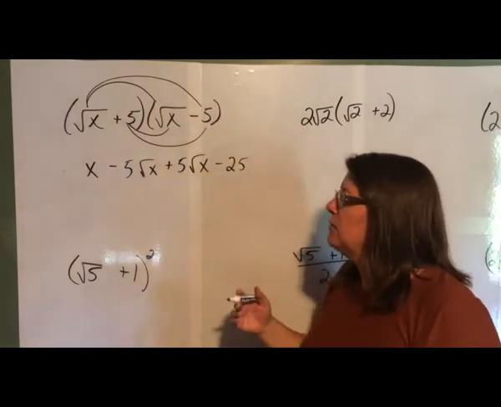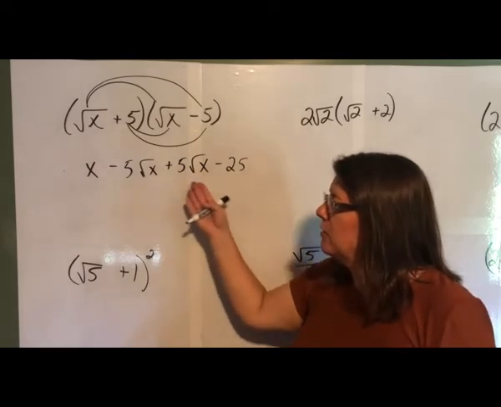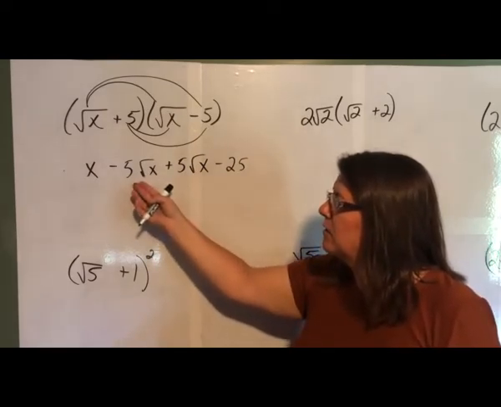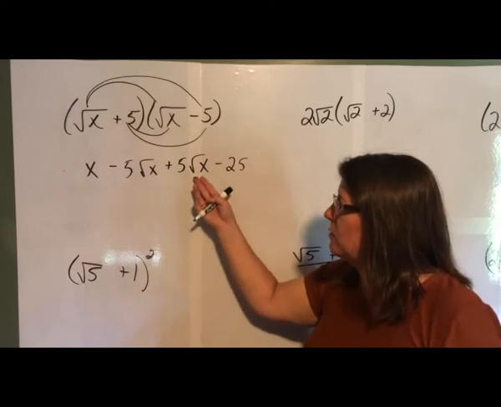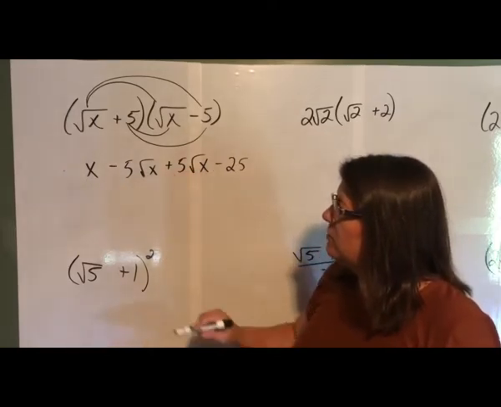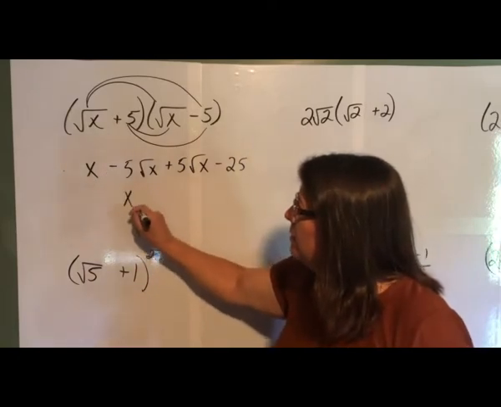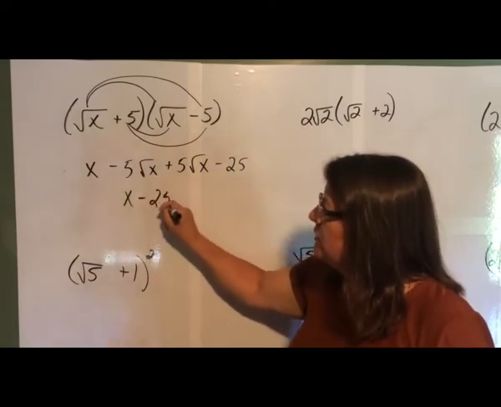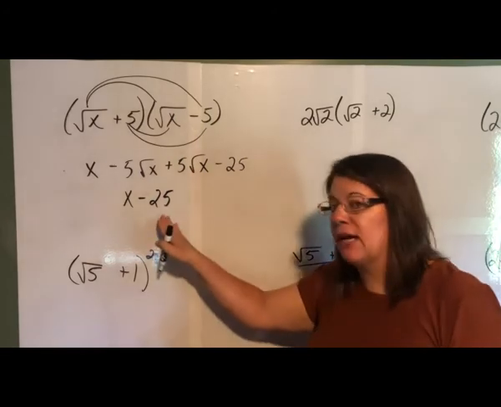Okay, now look at the middle terms. Those are like terms. We've got negative 5 square root of x plus 5 square root of x. They cancel each other out, leaving us with 0. So we have x minus 25. That would be my final answer.